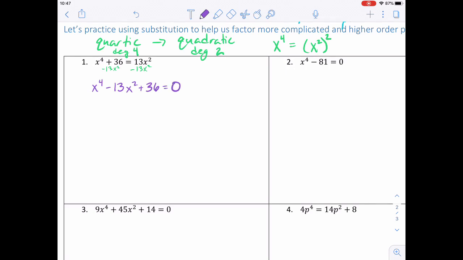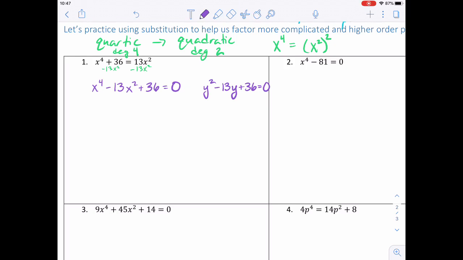This is a really common substitution problem where we see an x to the 4th, an x squared, and then a constant. This should look familiar. If we just call it y instead, it looks really similar to something like this. And this is nice, right? We can solve this. It's a quadratic with a leading coefficient of 1. It's our most basic quadratic trinomial.